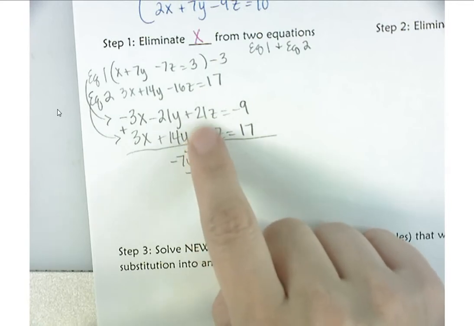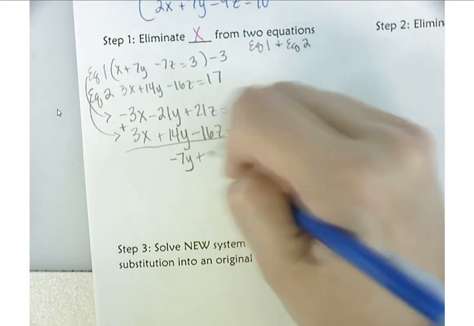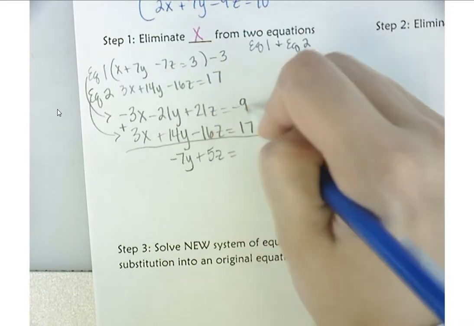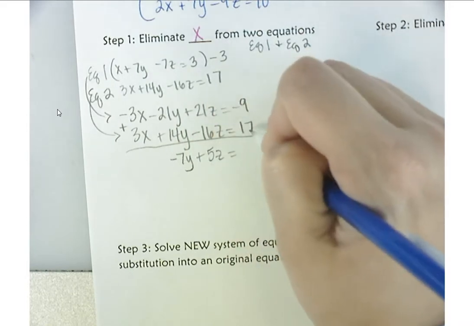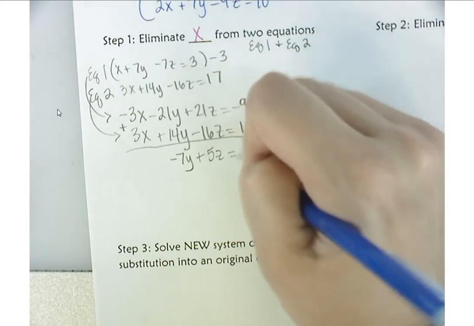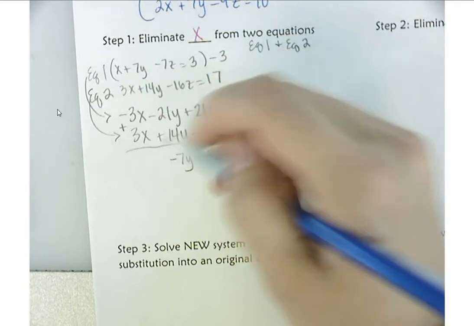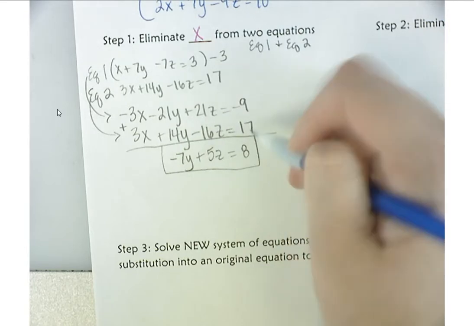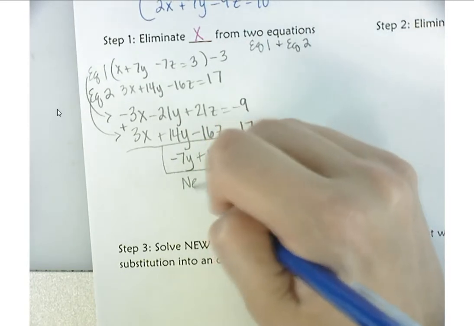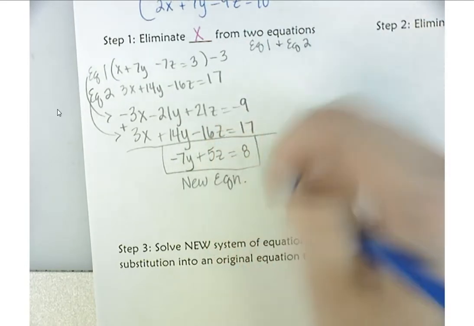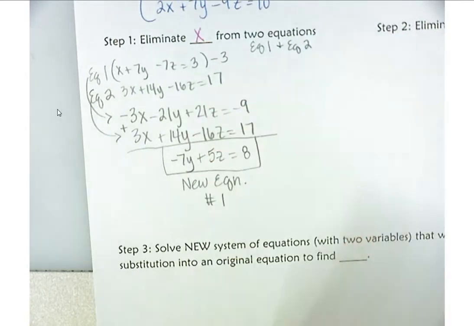Same thing here. The difference between 21 and 16 is going to be what? 5, and then this one will be positive, so plus 5z. And then negative 9 and 17, you can think of it as 17 minus 9, which is going to be what? 8. So this is your new equation, and we're creating 2 new equations. I'm just going to call this new equation number 1.